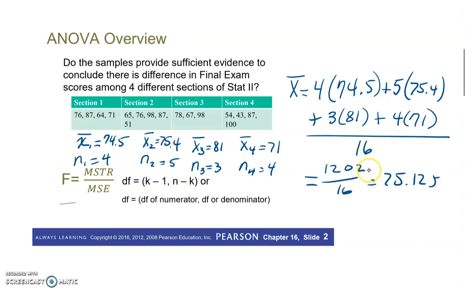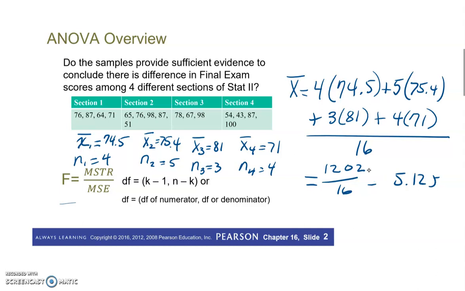So let's go ahead and do that. And I got a total of 1202 divided by our total sample size of 16 to get an X bar of 75.125. So we will need to work with the different means as we go through this, so I just wanted to make sure you knew how to do that.